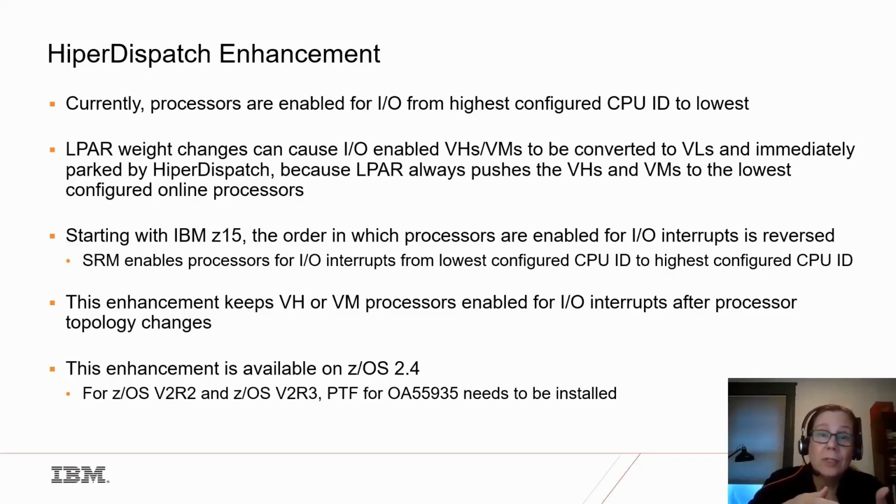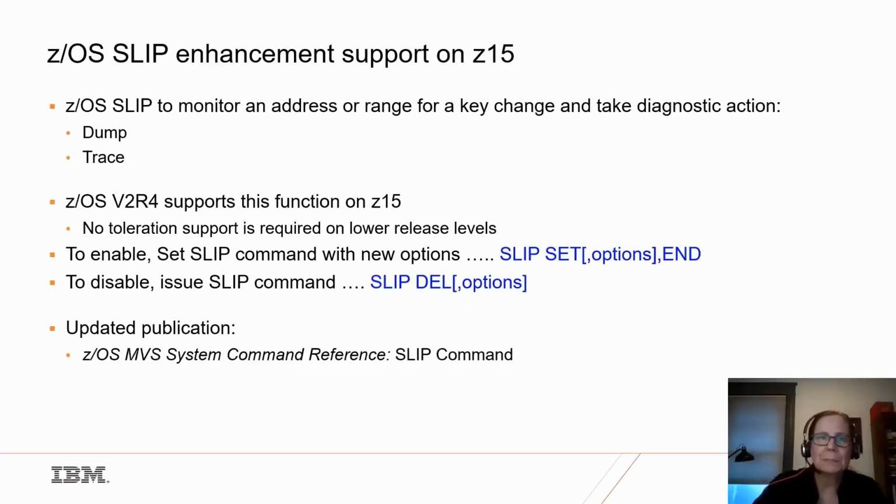But with zOS running on Z15, the order in which the processors are enabled for I/O interrupts is going to be reversed. So we're going to have SRM enabling processors for I/O interrupts from the lowest configured CPU ID now to the highest configured CPU ID. So what this does is it keeps the vertical high and the vertical medium processors enabled for I/O interrupts after the processor topology has changed.